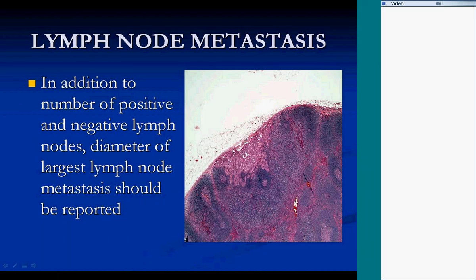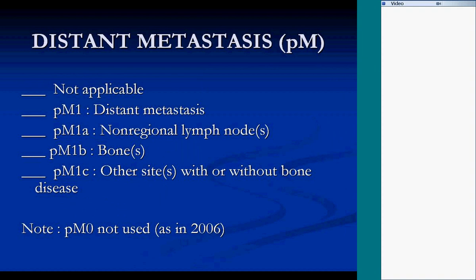Here's a metastatic deposit of prostatic adenocarcinoma in the lymph node, and you can just, again, slap a ruler on here and measure the greatest dimension and provide that in one's report. Really pretty easy. Shouldn't take much time.